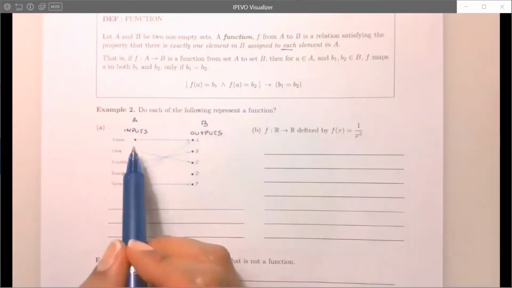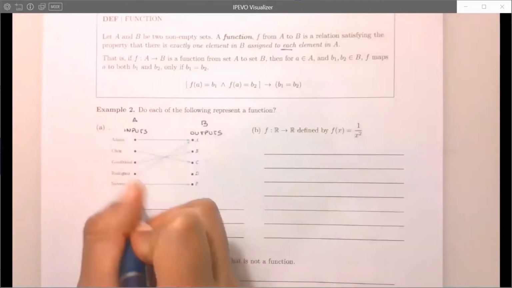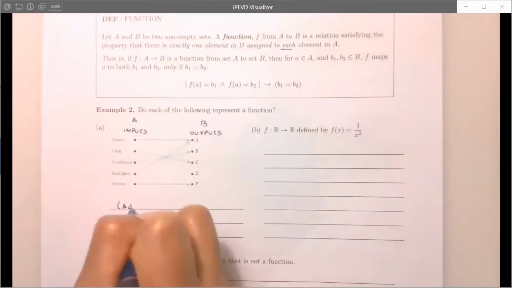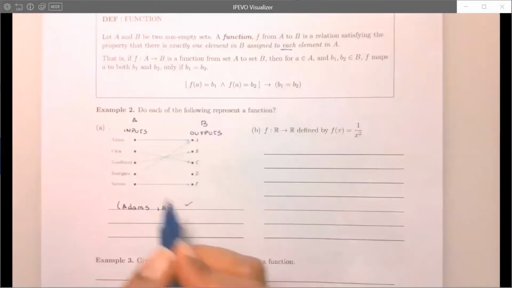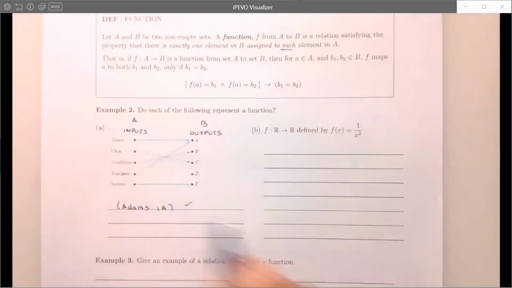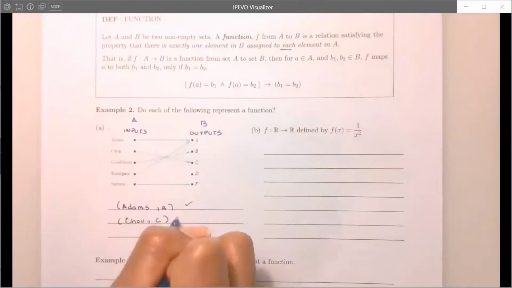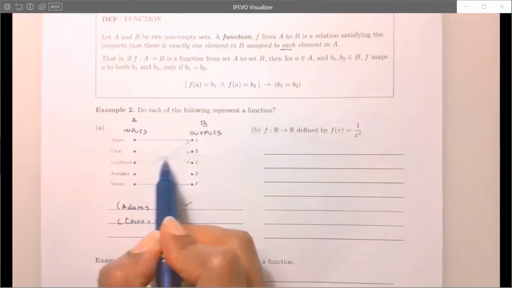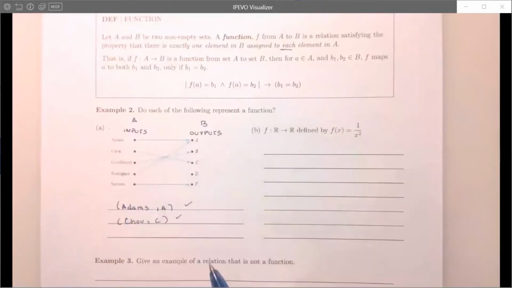If we take a look at Adams, it gets mapped to A and only to A, so that looks good. If we take a look at Chow, Chow is getting mapped to C and only to C, so that looks good too. Goodfriend only gets mapped to B, Rodriguez only gets mapped to A, and Stevens only gets mapped to F.